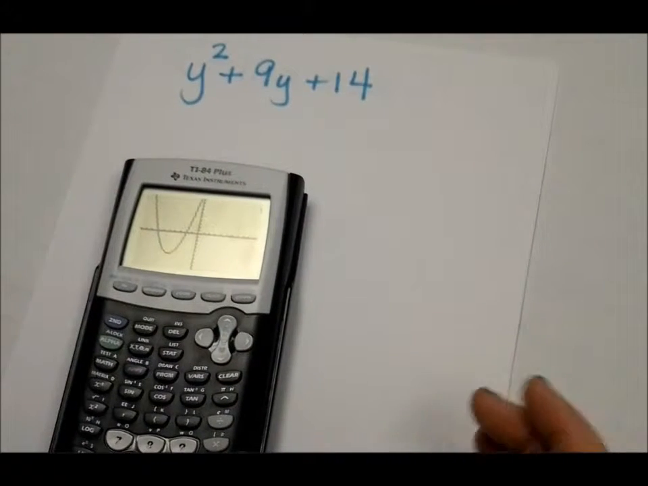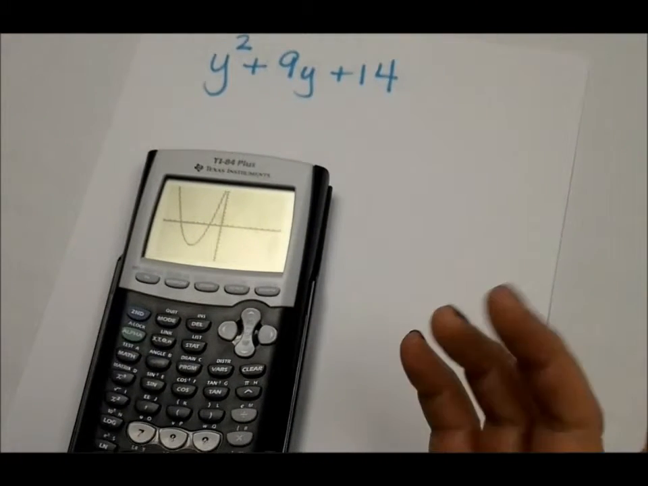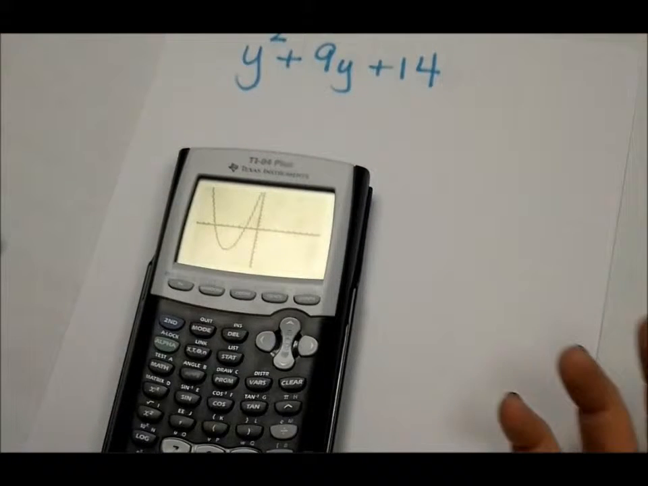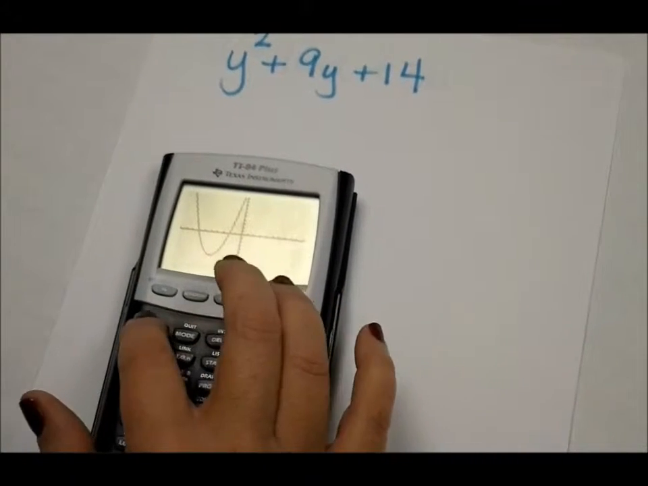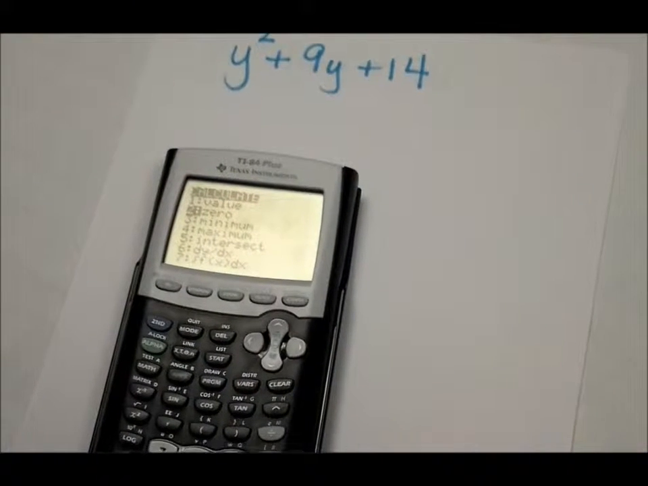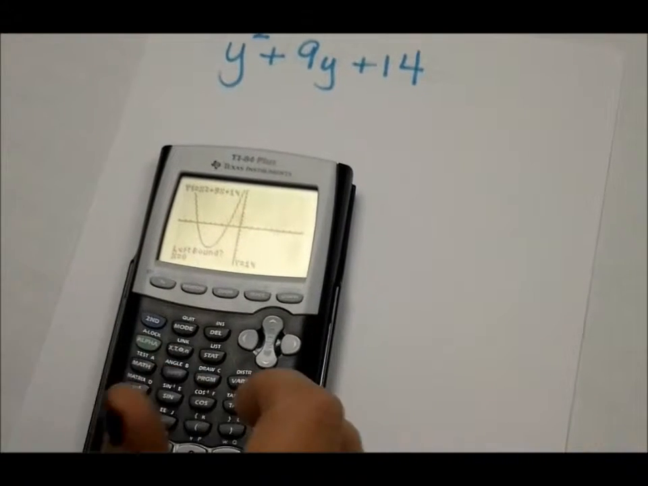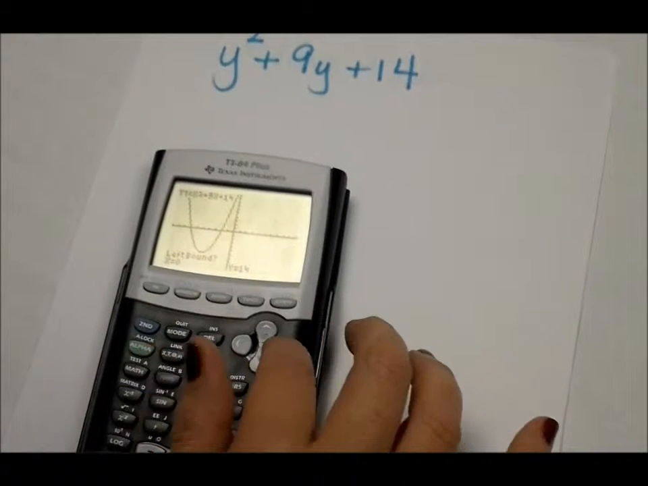When I look at my graph, I can see that it has two roots visible to me. It looks like they're going through nice numbers, so I'm wondering what those numbers are. I'm going to use the calc key. It is blue, so I'm going to do second calc, and look at that. Zeros are there, which is what I'm looking for. So I'm going to press enter on zeros. I need to tell it where to look for them.